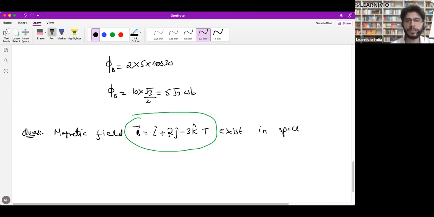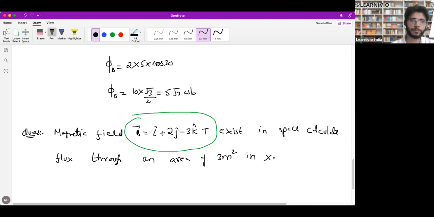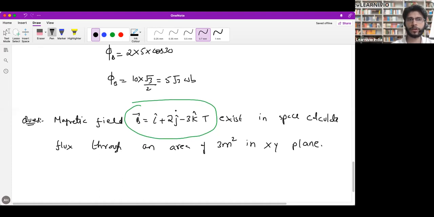So magnetic field B is i cap plus 2j cap minus 3k cap Tesla exists in space. Calculate the flux through an area of 3 meters square in, let's say, the XY plane. This area of 3 meters square is placed in the XY plane. I need the flux through this area of 3 meters square.